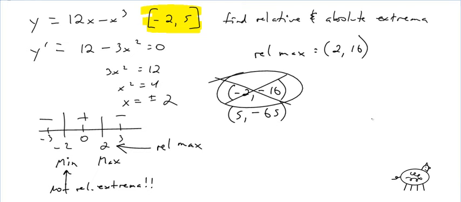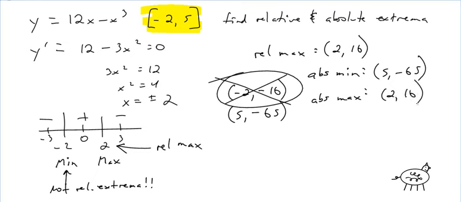So it actually turns out that's really nothing. Right, because it's not a relative extrema because it's an endpoint, and it's not absolute because it's not the lowest value. So truly, my absolute minimum value is 5, negative 65. Okay, and look at my absolute max is actually 2, 16. So they share that with the relative max.